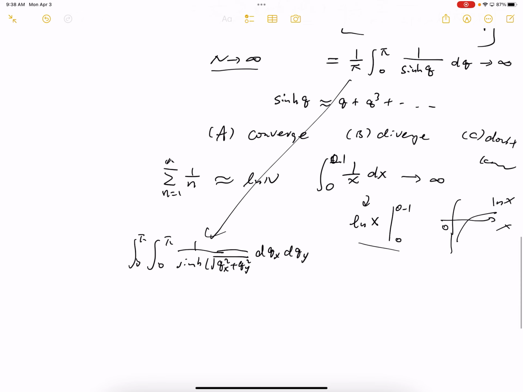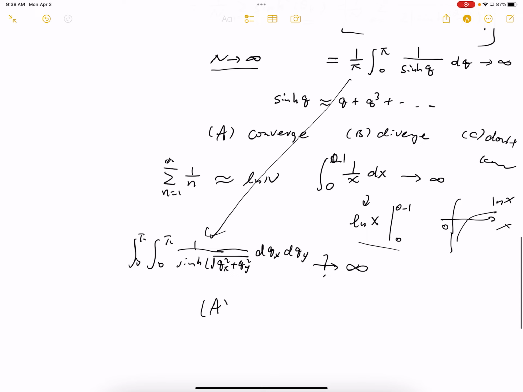So now my question is, will this one actually converge or diverge? Again, 3 choices. I'm not going to write it down. A for converge, B for diverge, C for you don't know. I'm going to open another question here, and you can think about it. So what if this integration is over 2 dimensions? This is a pure mathematical question, but it's interesting to think about.